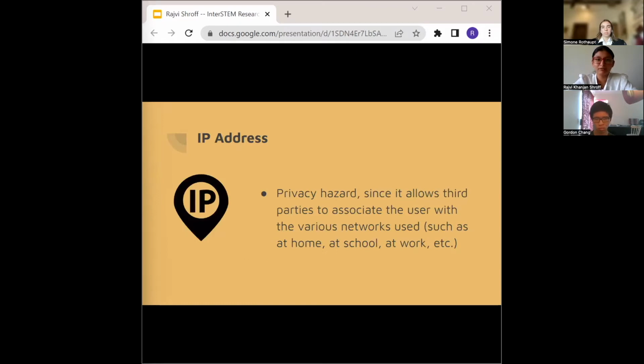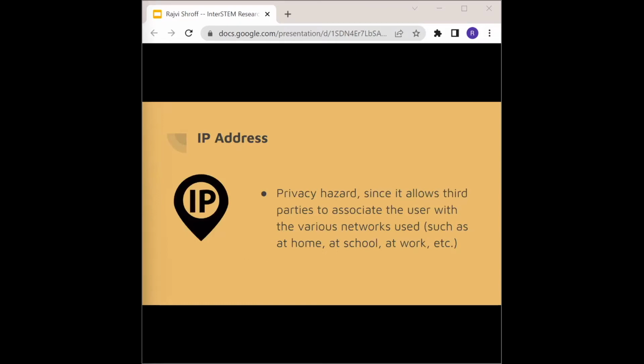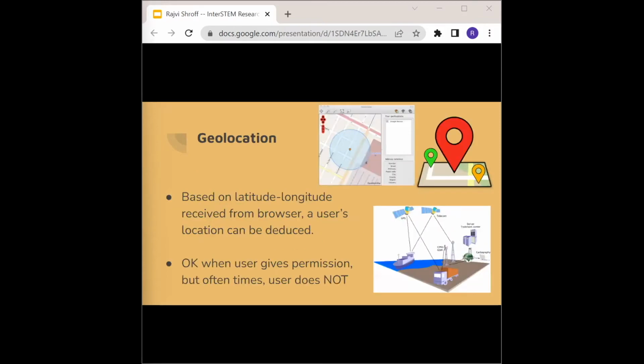So talking about IP address, if it's shared, it's a privacy hazard since it allows third parties to associate the user with the various networks used. For geolocation, the browser receives latitude and longitude information of a user's location, so the browser often figures out where the user is. Now, that's okay when the user gives permission, but oftentimes the user does not give permission.